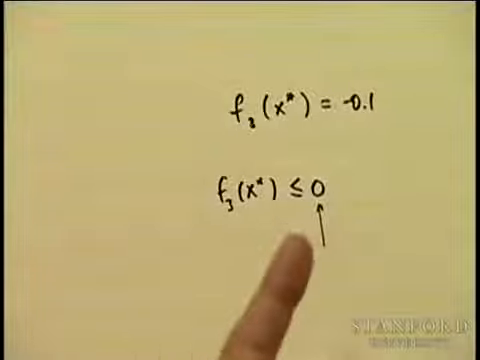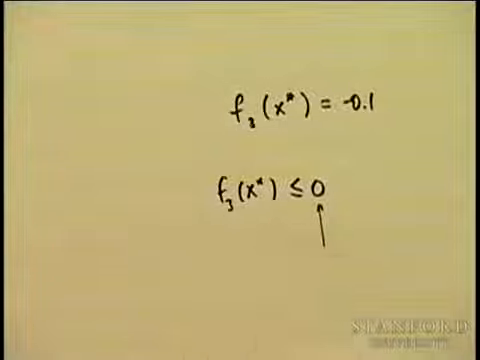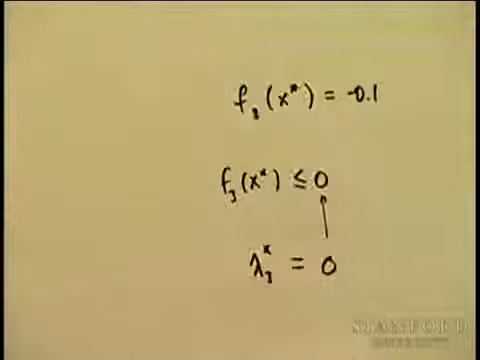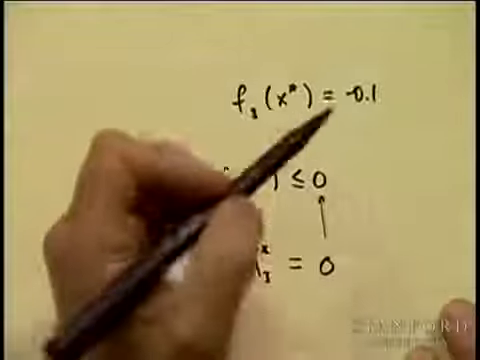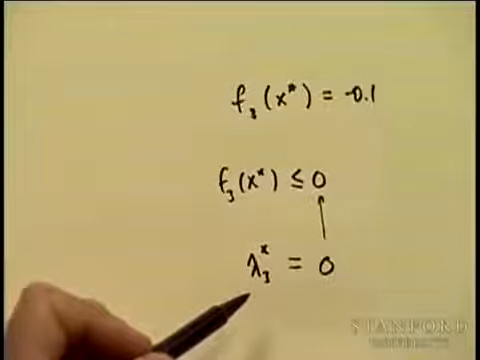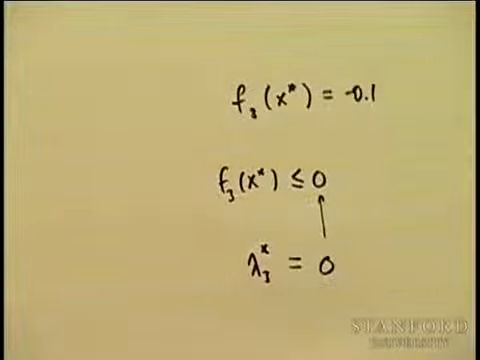Okay? What is lambda 3 star? It's 0. It has to be 0. And first of all, you could just say, look, complementary slackness. Minus 0.1 times lambda 3 star has to be 0. That's complementary slackness. Obviously, lambda 3 star is 0. Okay? But in fact, you get it from the sensitivity. Lambda 3 star equals 0 means you can wiggle the right-hand side of that constraint, and it will have no effect whatsoever on the optimal value. Everybody understand that? And it's completely clear.